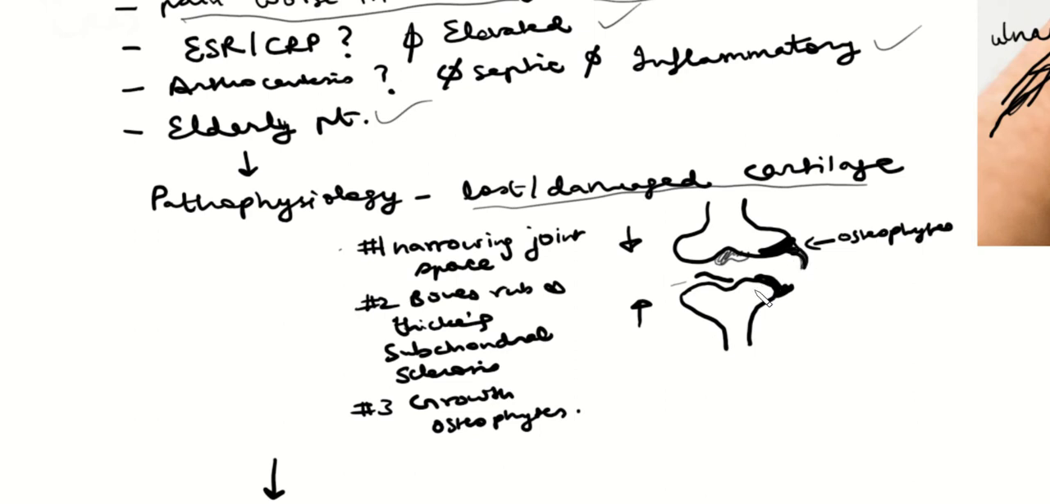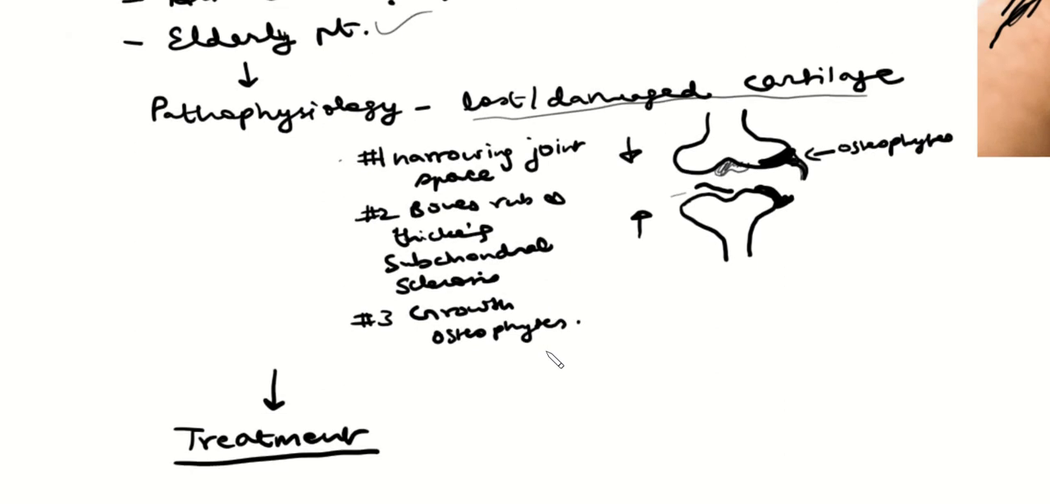Remember in rheumatoid arthritis it was erosive. Here the bone tends to grow because of the rubbing of the bones on each other. Okay? So that's what happens. That's what it does to the bones in the joint.